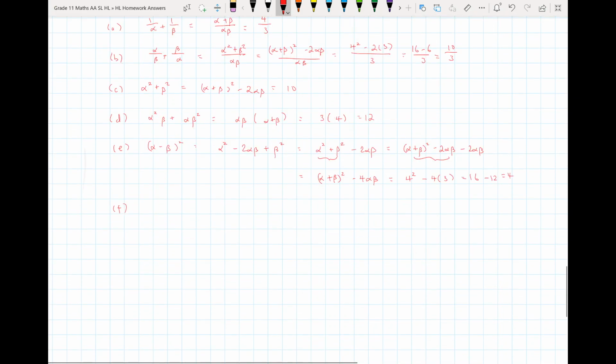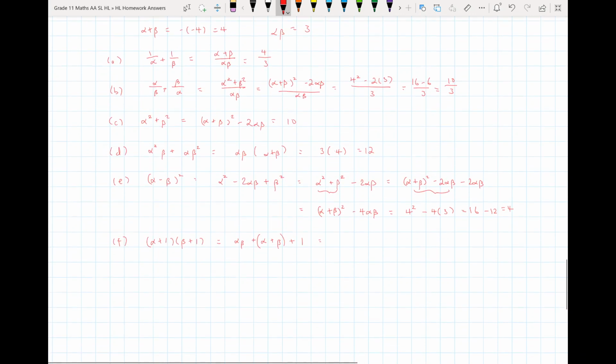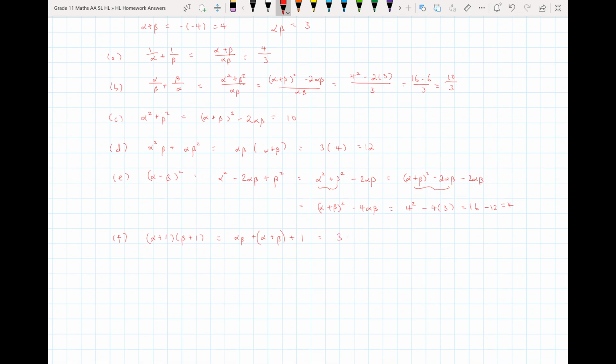And F is alpha plus 1 times beta plus 1. FOIL, we get this. So actually we don't need to factor out the middle 2 terms. You just kind of have to put a bracket there to see that this is indeed the sum. And what do I have for the sum? 4. That's 8.